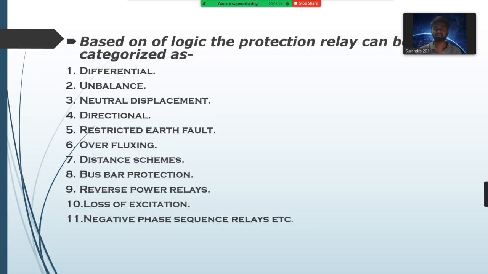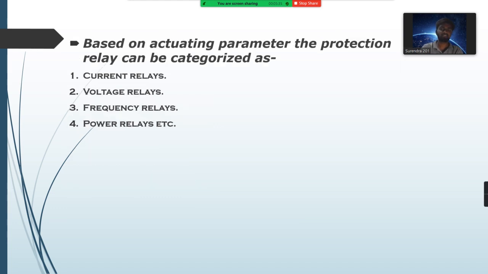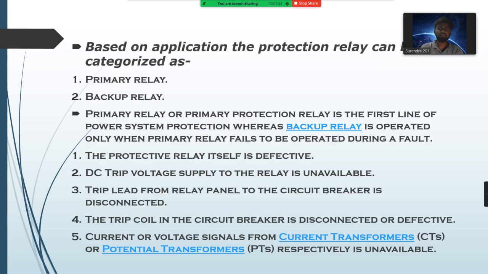Based on the logic, the protection relay can be characterized as differential, unbalanced, neutral displacement, directional, restricted earth fault, over fluxing, distance schemes, bus bar protection, reverse power relays, loss of excitation, negative phase sequence relays, etc. Based on actuating parameter, the protection relay can be characterized as current relays, voltage relays, frequency relays, power relays, etc. We will discuss them one by one.